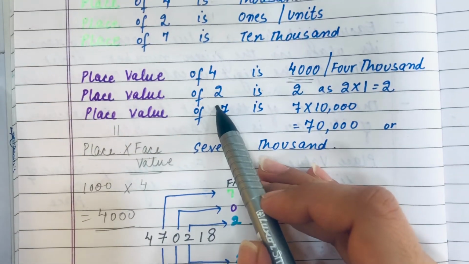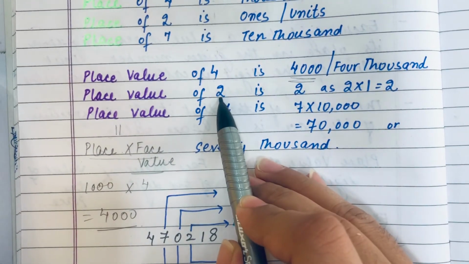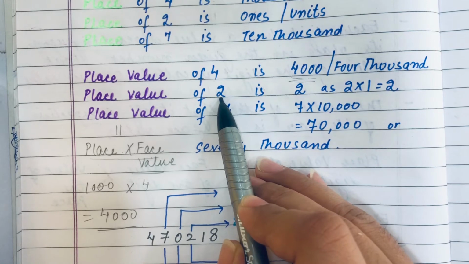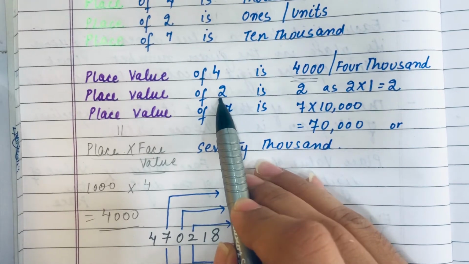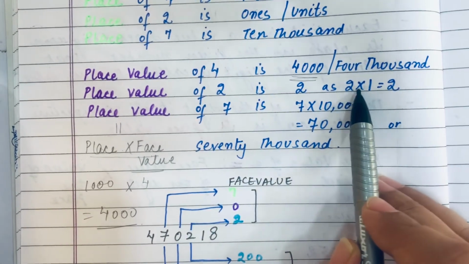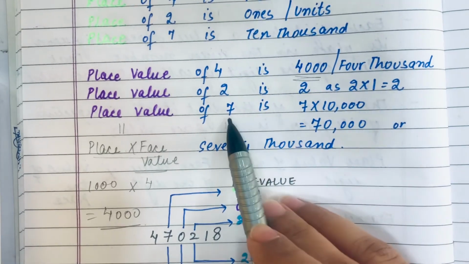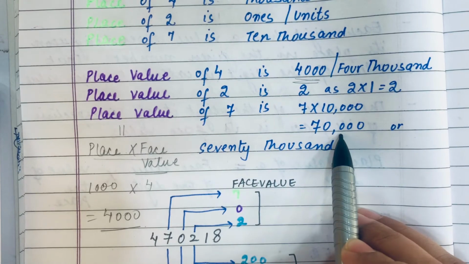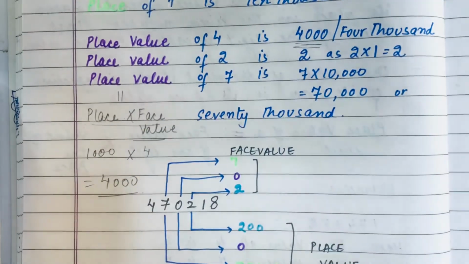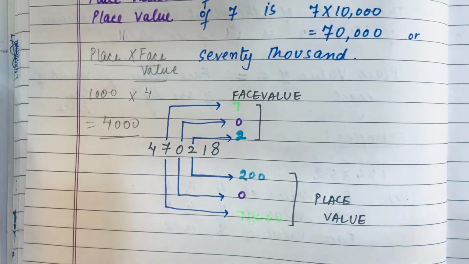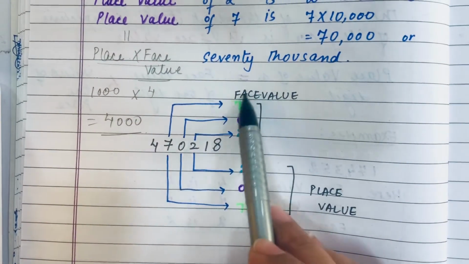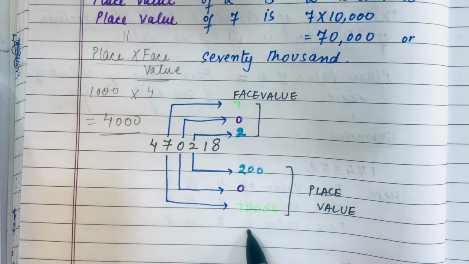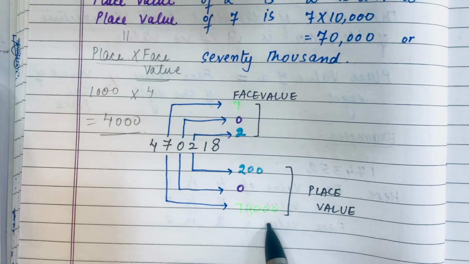Similarly, the place of 2 is ones in the above example and the face value of 2 is 2. So the place value will be 2 into 1, which is 2. 7 will be 7 into 10,000, which is 70,000. I hope that's clear. You can refer to this example. These are the face values and these are the place values. This is the difference between the two.